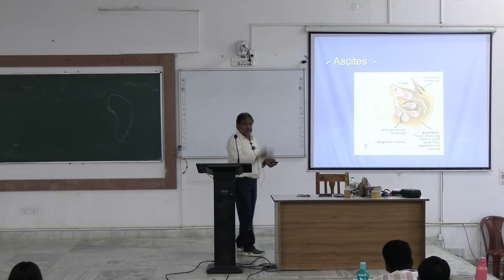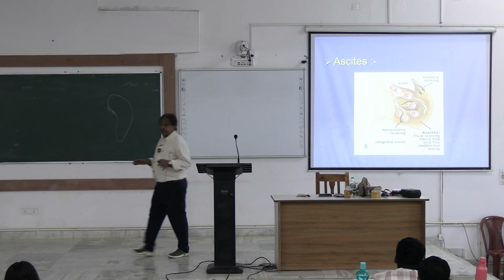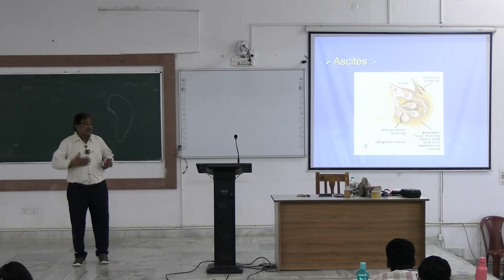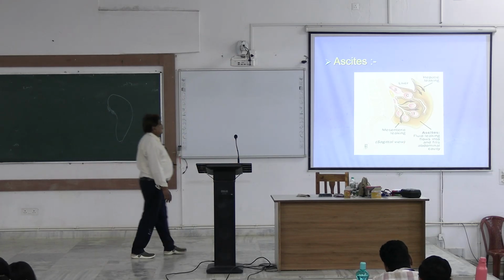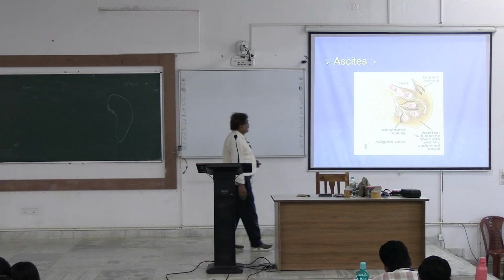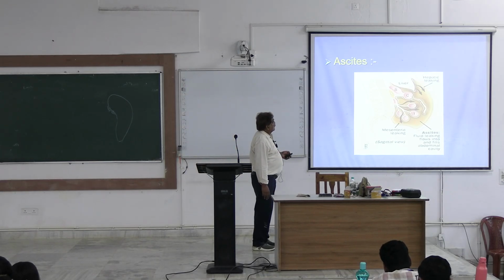This is the cross section. By this time you know this is the abdomen, pelvis here, sagittal section. Now you can see the liver, hepatic leaking here. The ascites fluid leaking flows into and fills the abdominal cavity. Mesenteric leaking is a sagittal view.